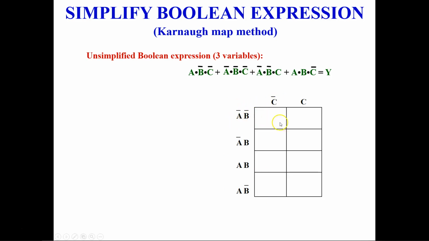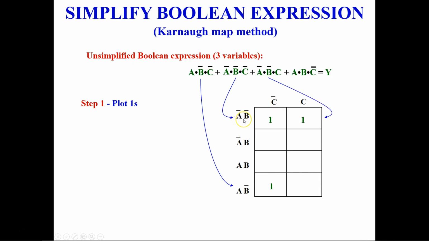So this block will be your 1. And then you have A bar, B bar, C, so A bar, B bar and then C. And then you have A, B, and C bar. A, B is here and C bar is here, which means you're going to have 1 here. So at 4 places you have 1. This, and that. So let's plot the ones.